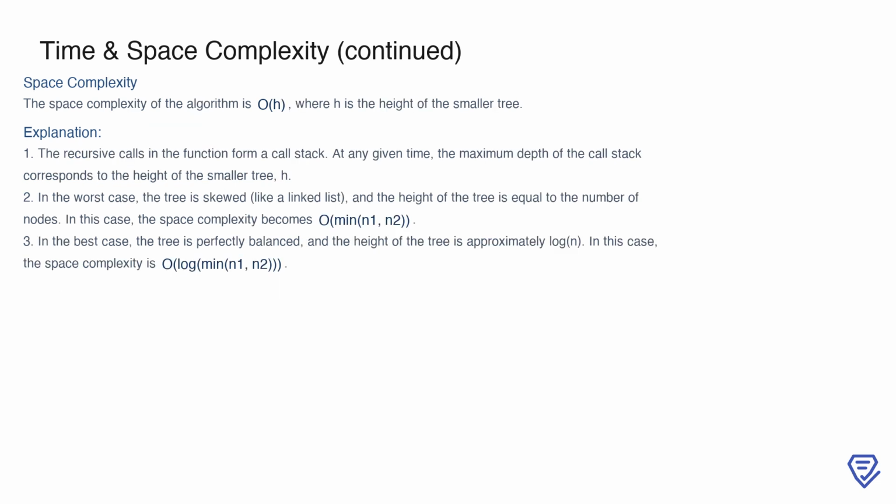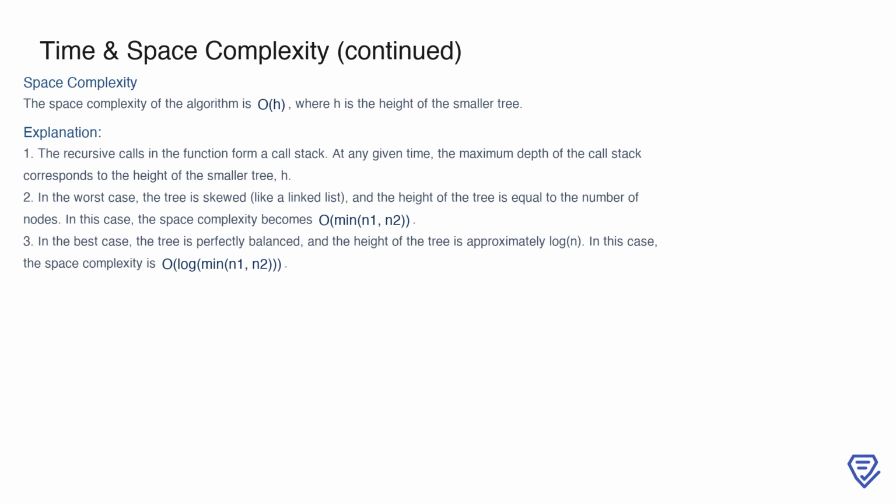The space complexity of the algorithm is primarily determined by the depth of the recursive call stack. At any point during execution, the maximum depth of the call stack corresponds to the height of the smaller tree, denoted as h. In the worst-case scenario, where the tree is skewed like a linked list, the height of the tree is equal to its number of nodes, which means the space complexity becomes O(min(n1, n2)).